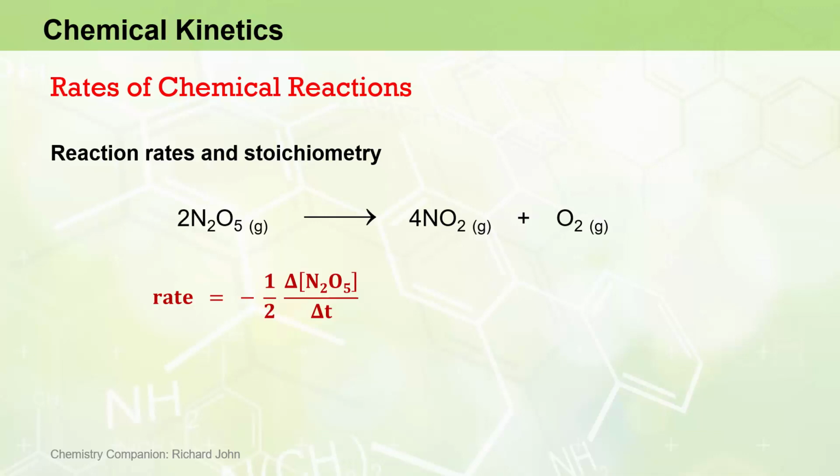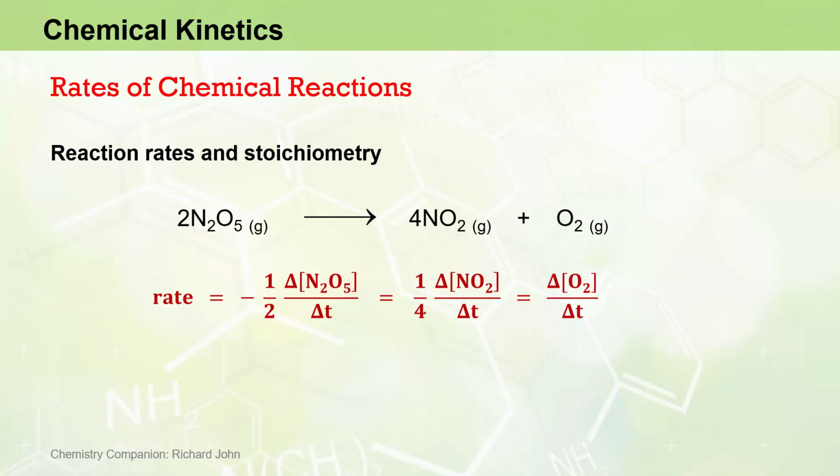We can also do this for the rate of appearance of NO2, where we can get an equivalent expression for the rate as 1/4 times the rate of appearance of NO2, with the 4 in the fraction coming from the stoichiometric coefficient of NO2. And we can also do it with oxygen, where the stoichiometric coefficient is 1, and therefore the rate of reaction can be written a third way as being equal to 1 times the rate of appearance of O2.